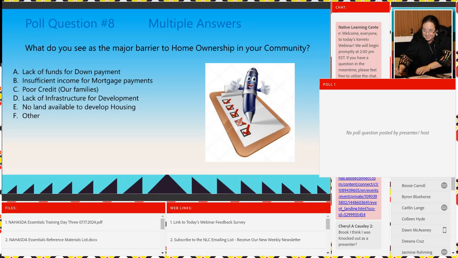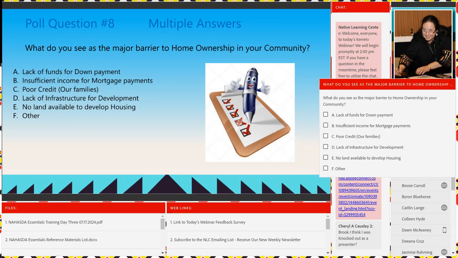Okay, so our poll question: what do you see as a major barrier to home ownership in your community?